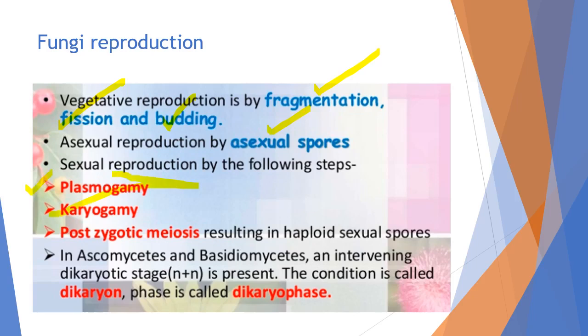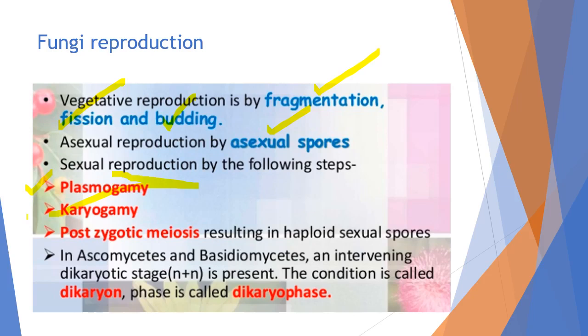The first stage is called plasmogamy. What do you mean by the word plasmogamy? Gamy means fusion. Okay, plasmogamy you can split into two parts: one is plasmo and the other one is gamy. So plasmo, you can say protoplasm. What do you mean by gamy? It's fusion. So what's in the first phase? It is the fusion of the cytoplasm.